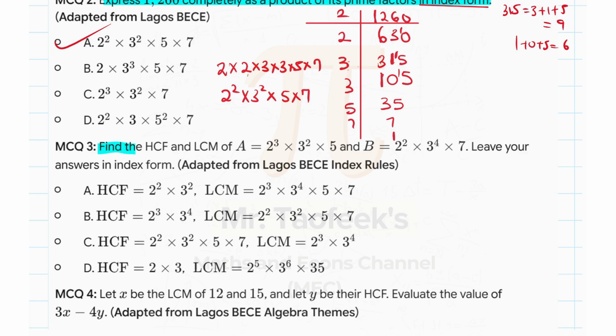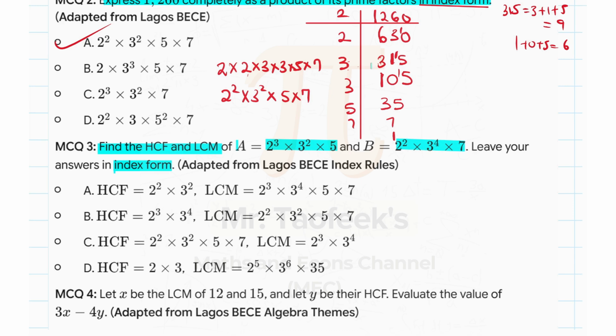So find the HCF and LCM of A, which is 2 to the power of 3 times 3 to the power of 2 times 5, and then B, which is 2 to the power of 2 times 3 to the power of 4 times 7 to the power of 1. What a lot of you will tend to do here is multiply the numbers first and then start to work out the HCF and LCM. And the question even says leave your answer in index form. So doing that is a huge waste of time. You don't need to do that.